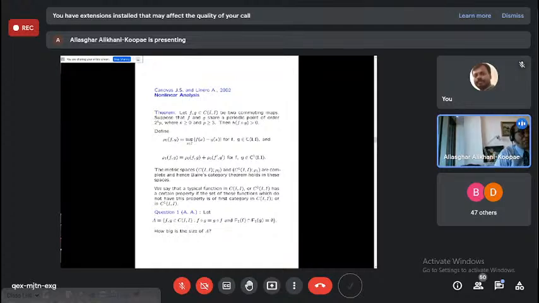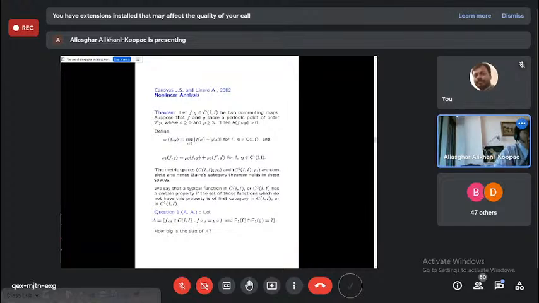So Cánovas and Linero, in Nonlinear Analysis in 2002, considered this problem because, as we saw, for positive topological entropy we have to look at F and G and all those functions, so that F∘G also has positive topological entropy. Not only F∘G, but F squared or G squared, all those things have positive topological entropy.